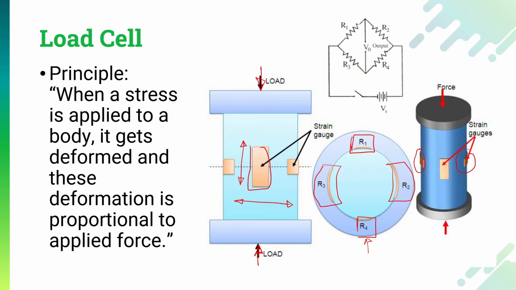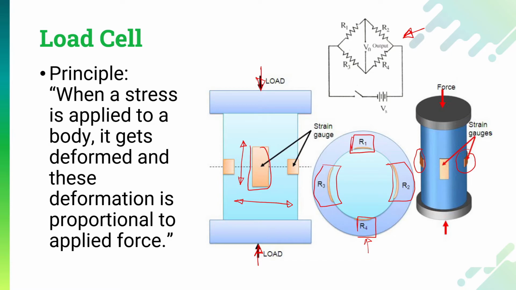Now all four strain gauges are connected electrically by the 4 limbs of the Wheatstone bridge circuit. The Wheatstone bridge circuit looks something like this. Now whenever there is a no load condition, all the 4 strain gauges, or say the resistance devices, are the same.